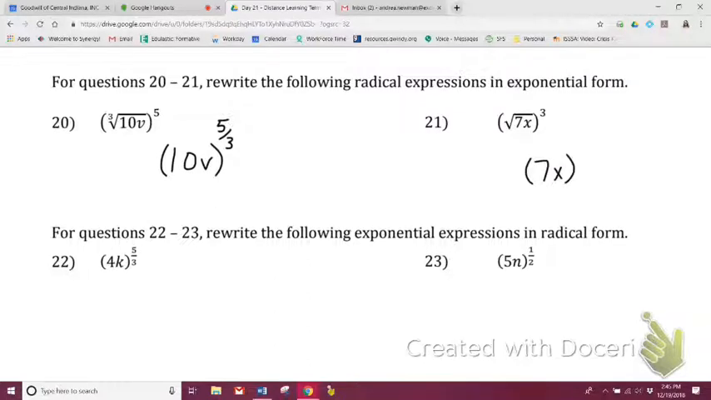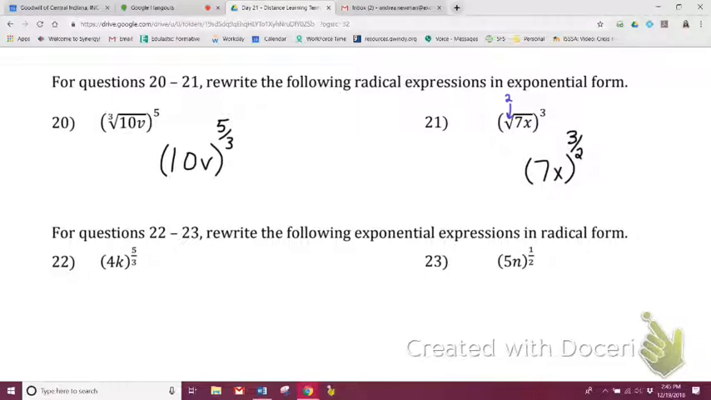What number is sitting right in here that we don't write? The 2. So this is going to be 7x to the 3/2 power. All you have to do for these is rewrite them. No simplification needed. Same way with the next two.